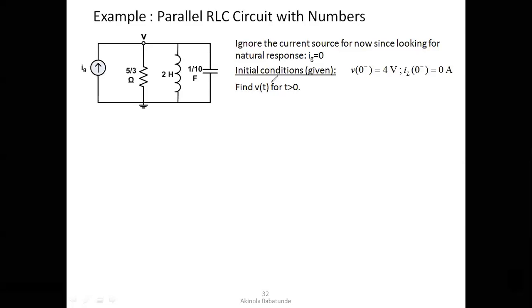All right. So the initial conditions given will be v of 0 minus, before the switch is turned, equal to 4 volts, and iL of 0 minus equal to 0 amperes. Find v of t for t greater than 0. Don't forget I told you for the second order circuit, you must be given two initial conditions. So these are the two initial conditions here for this particular question.